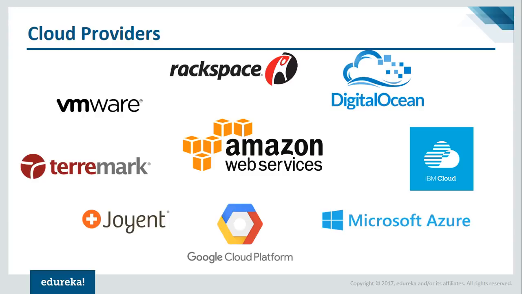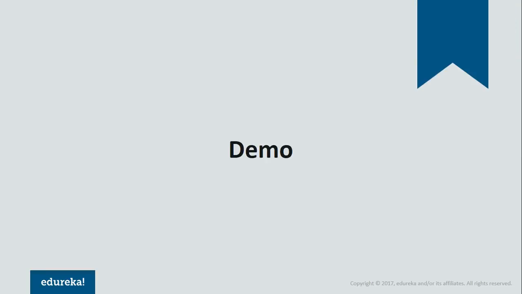You have Rackspace, DigitalOcean, IBM Cloud, Microsoft Azure, Google Cloud Platform, Joyent, VMware, and of course AWS. AWS and Microsoft Azure are the top two cloud providers in the industry. And today in this session, I'll be telling you guys about AWS and Microsoft Azure both. So let's go ahead and launch our first server in AWS and Microsoft Azure. Let's move on to the demo section.